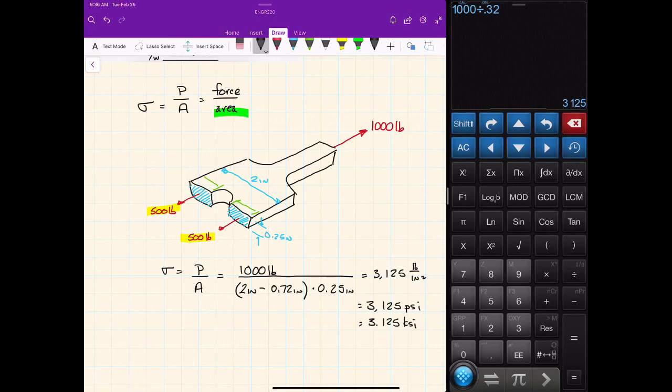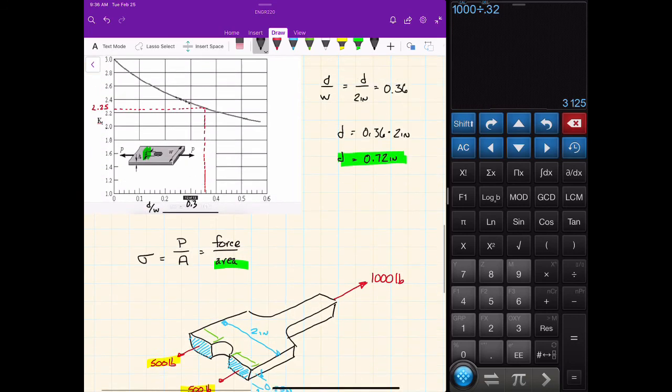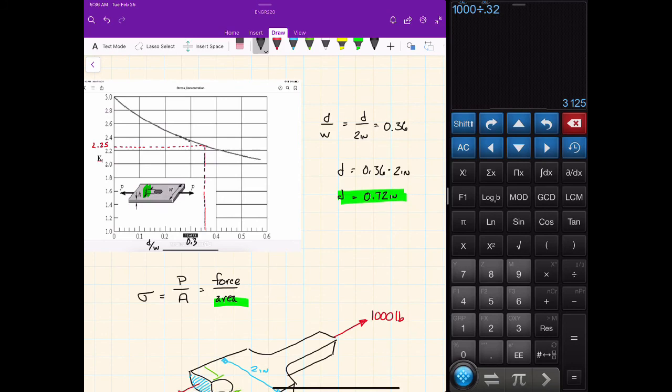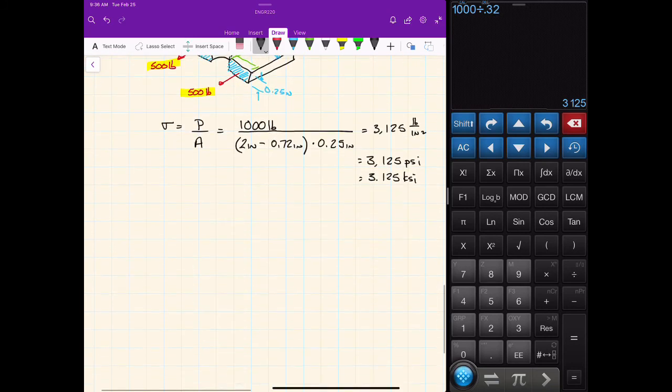Okay, but that's not our actual answer because we have a stress concentration at this hole. And we have set that stress concentration at 2.25. K is 2.25. So to figure out the maximum stress at the hole is that stress concentration factor times this average stress that we just calculated. So K of 2.25 times our average stress of 3,125 psi gives us, times 2.25, 7,031.25 psi.